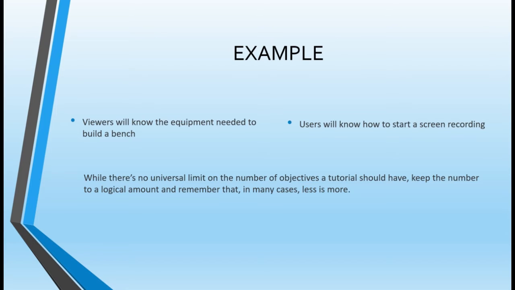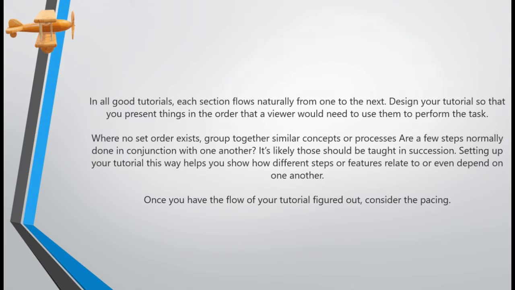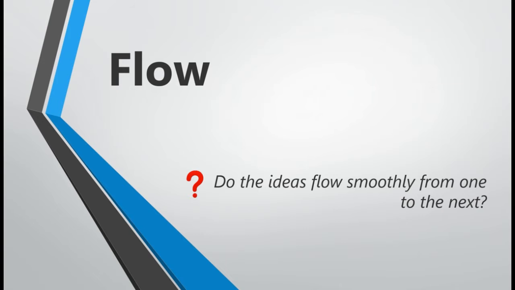While there's no universal limit on the number of objectives a tutorial should have, keep the number to a logical amount and remember that, in many cases, less is more. A short tutorial should have 1 to 3 objectives. If you find yourself getting to 5 or more, review your objectives and determine if all truly are objectives.